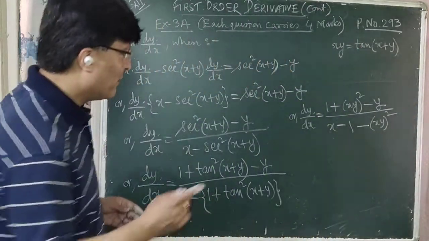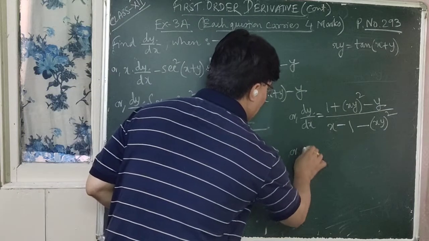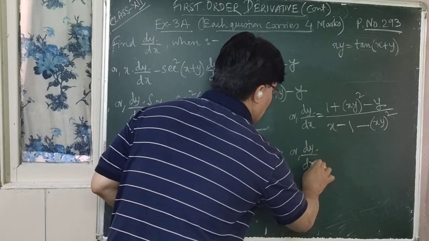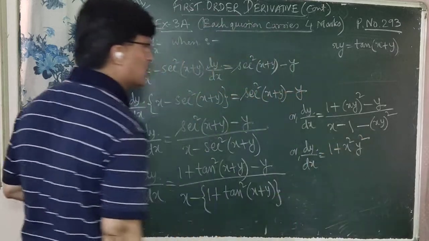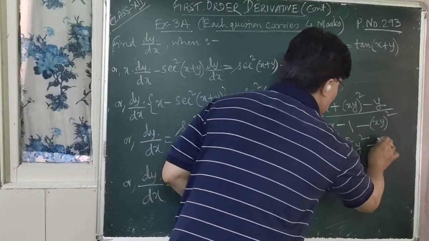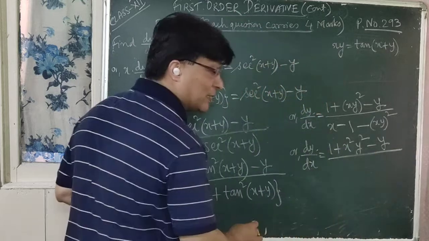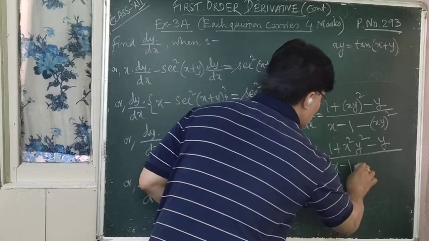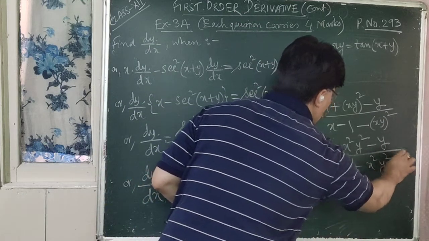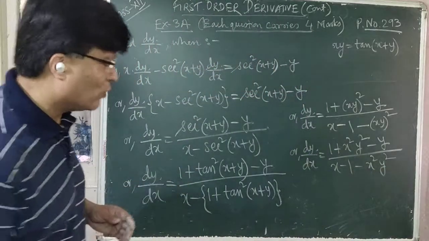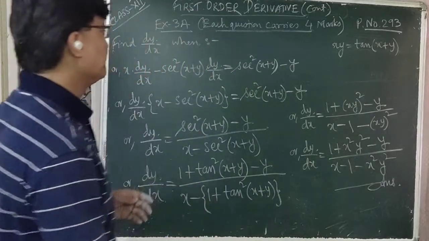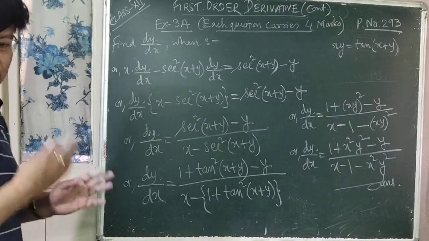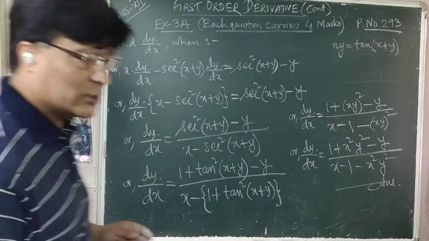Okay, now let's simplify it further. So dy by dx is equal to, what is it? 1 plus, what is (xy) whole square? It is x square y square. Then write down minus y. This whole divided by x minus, 1 minus, what is (xy) whole square? It is x square y square. So this is the final answer. So I think you have understood it. So you can copy it. We'll do the next question now.